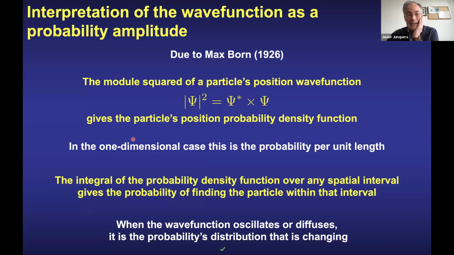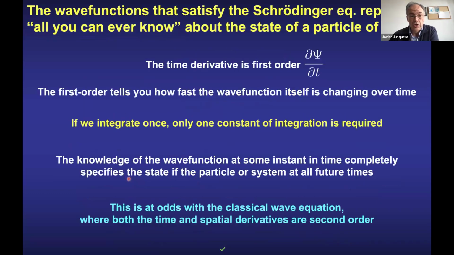In the one-dimensional case that we are discussing here, this will be the probability per unit length. So if we take the integral of this probability density over any spatial interval, this will give us the probability of finding the particle in that region of space. So if a wave function oscillates with time or diffuses, the probability distribution will change, okay? So the probability of finding the electron in that particular position will change.